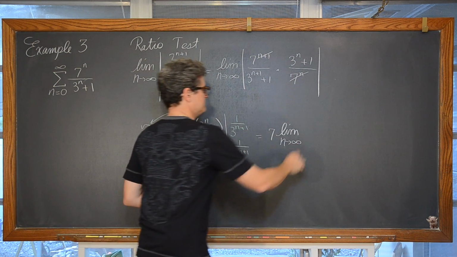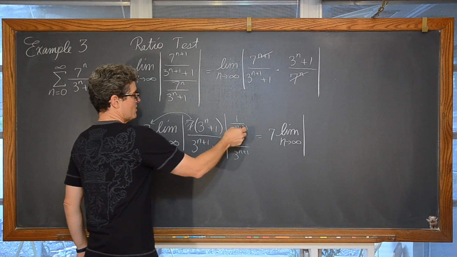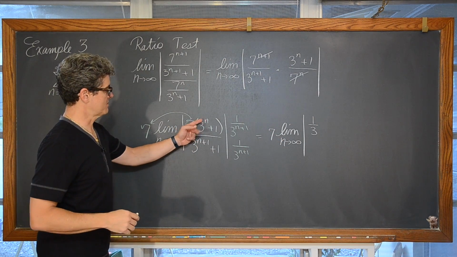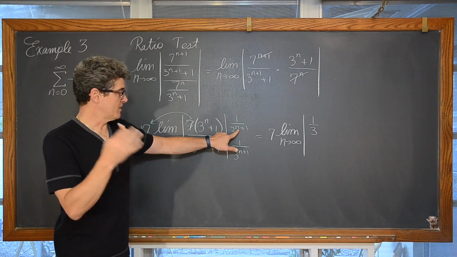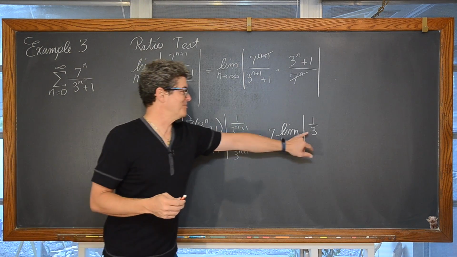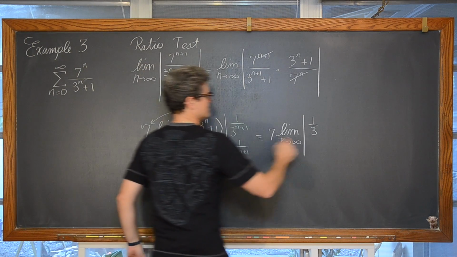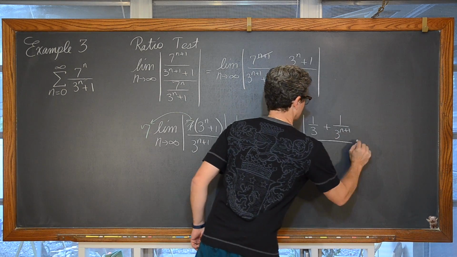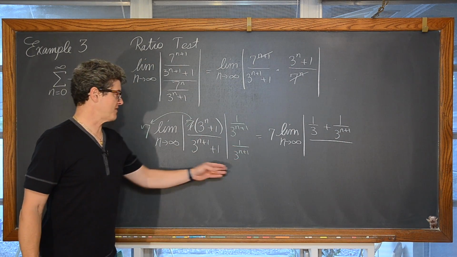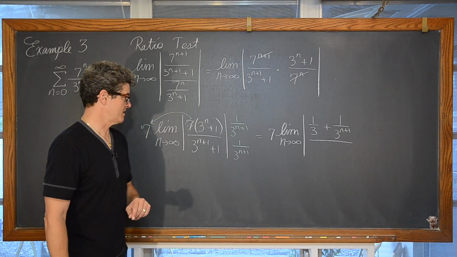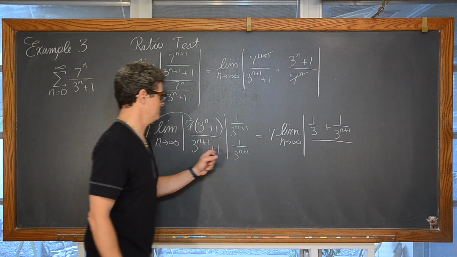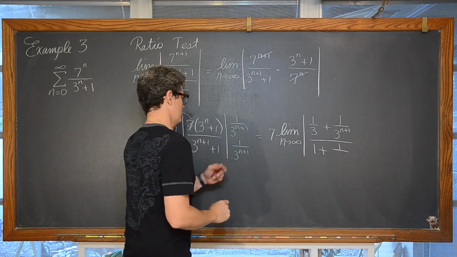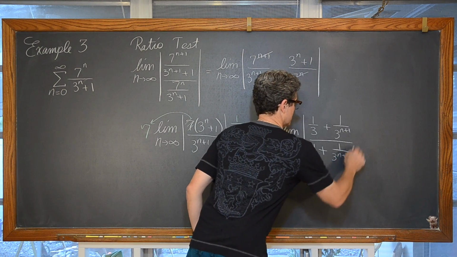So we have 3 to the n over 3 to the n plus 1, which is going to leave us with 1/3, because those n 3's are going to cancel with those n plus 1 3's, but leave us with one of those bases. Plus 1 over 3 to the n plus 1. Now, as I multiply this fraction, or effectively divide by 3 to the n plus 1, anything divided by itself is 1, and then plus 1 over 3 to the n plus 1.